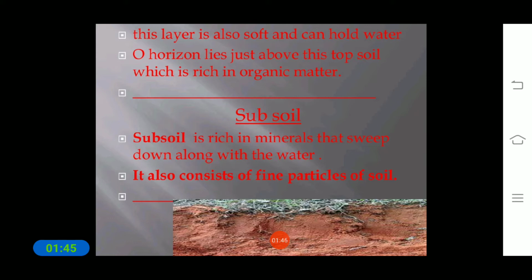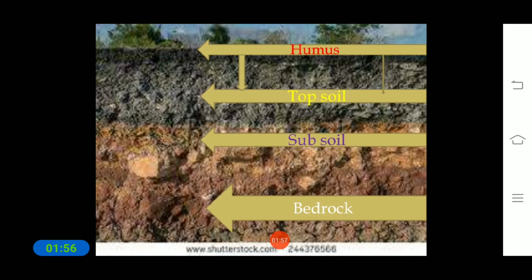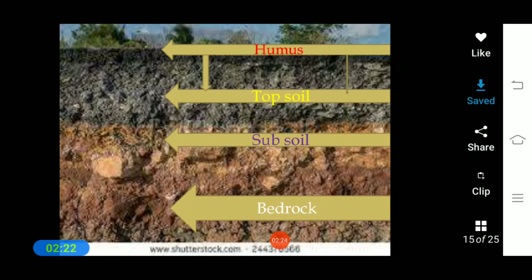So the earth consists of different layers. Here is the picture that shows that the earth has different layers. The first, uppermost layer is humus, and the second one is topsoil. Below that topsoil we can see subsoil, and the last one is bedrock. So these are what we call the different layers of the soil.